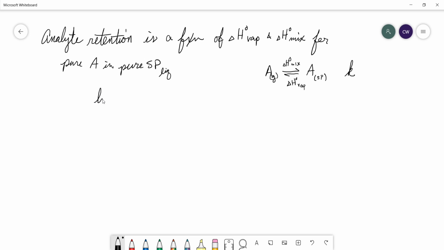So the natural log of K is going to be the enthalpy of vaporization divided by RT, plus the enthalpy of mixing over RT, plus some constant.